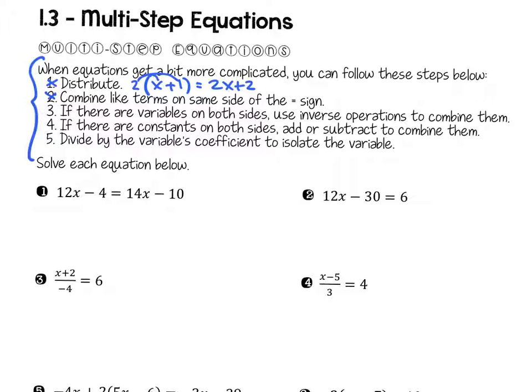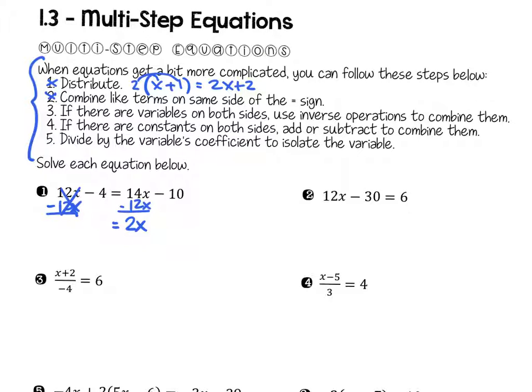Step 3, if there are variables on both sides, use inverse operations to combine them. So I have a variable on the left and on the right. 12x is positive, so to do our inverse, I want to subtract it, and subtract it from the 14x. You could subtract the 14x from the 12x, but I try to avoid getting a negative variable. So that gives me 2x.